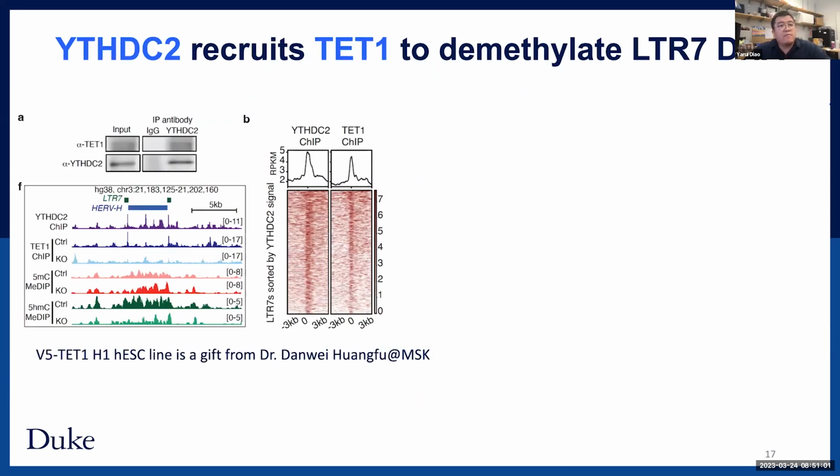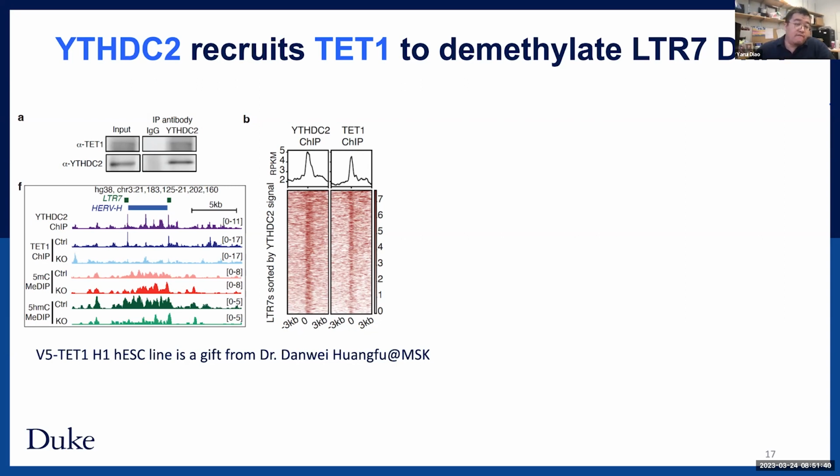But from all this data, we still don't know why and how the m6A reader can regulate the chromatin activity of LTR7. Based on literature, I think one of the most effective mechanisms to induce transposable element silencing is DNA methylation. And from our CARGO-BioID proteomics data, we found that TET1 is also enriched in LTR7 sequences. So we want to test whether YTHDC2 can interact with TET1 and recruit TET1 to demethylate LTR7 DNA sequences.